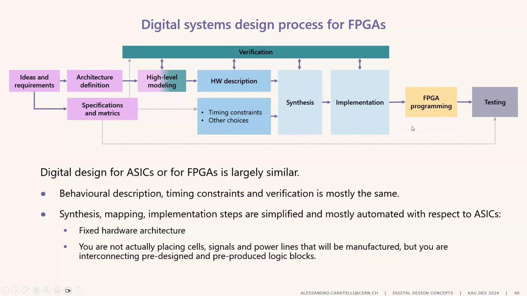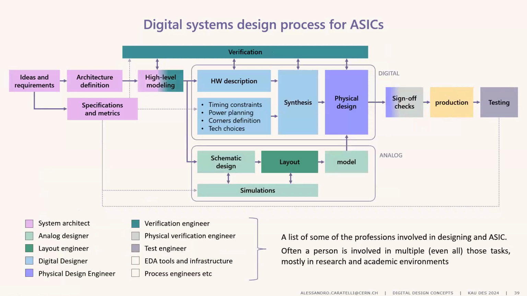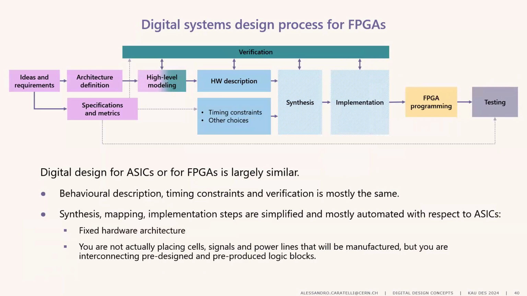And in this case, the FPGA programming is also fast because you can upload the firmware and it runs, compared to an ASIC where the production phase requires sending a GDS file to production, waiting a few months, getting back the chips, and so on. But conceptually, the two design flows are very similar in reality.